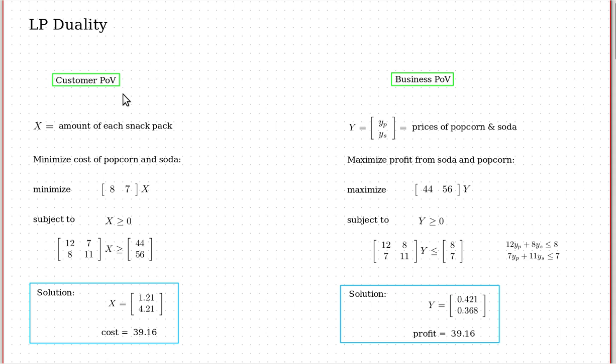And by the way, depending on what's convenient, we may refer to them differently. In this case, I've been calling the maximization problem the dual of the minimization problem, but I could do it the other way. I could say that the minimization problem is the dual of the maximization problem. Each one is the dual of the other.